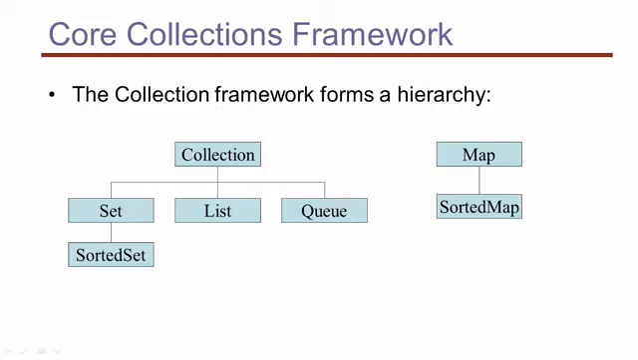A map is in its own hierarchy since, rather than dealing with a single element type, it supports a collection of key and value pairs, and we must specify the type of both. The design of the map does not allow duplicate keys. And finally, a sorted map is a map that maintains its keys in ascending order.